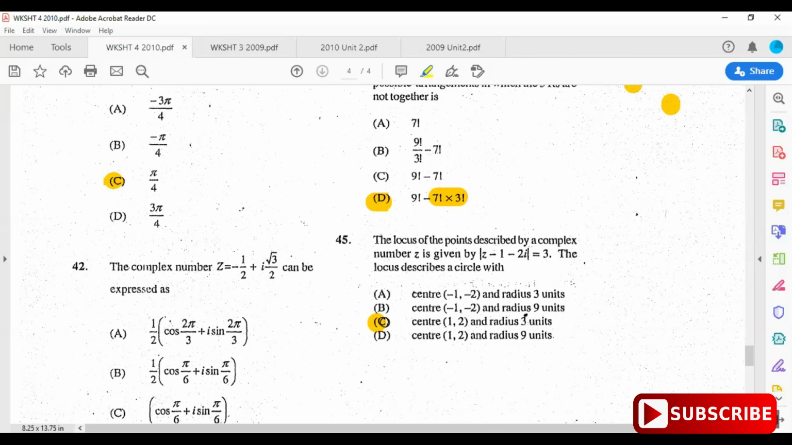What do you think about the 2010 paper? Was it bad? No, it's not bad, sir. No, it's easy, right? I have to recap some of the solutions, you know. Okay. All right.